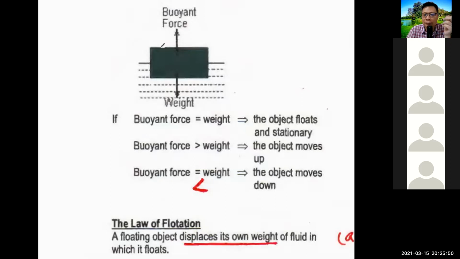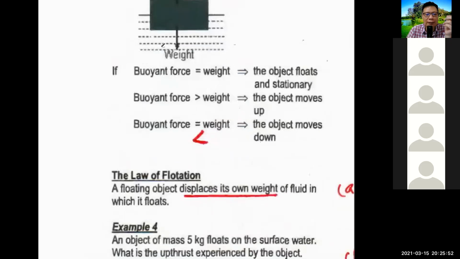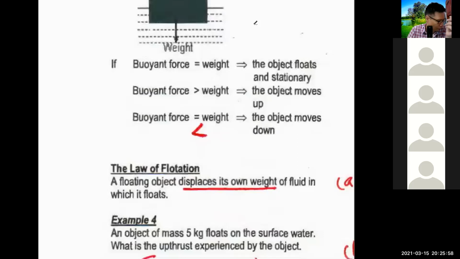All right. Can you answer example 4? Simple question. An object of 5 kg floats on the surface of water. What is the upthrust? Very straightforward answer. What is the upthrust?